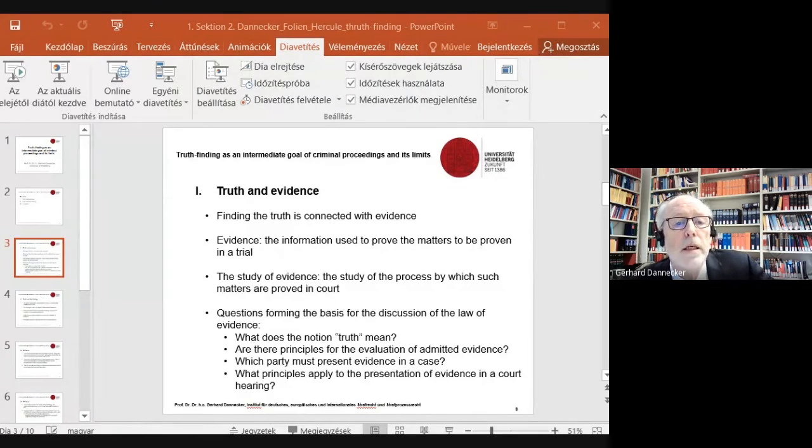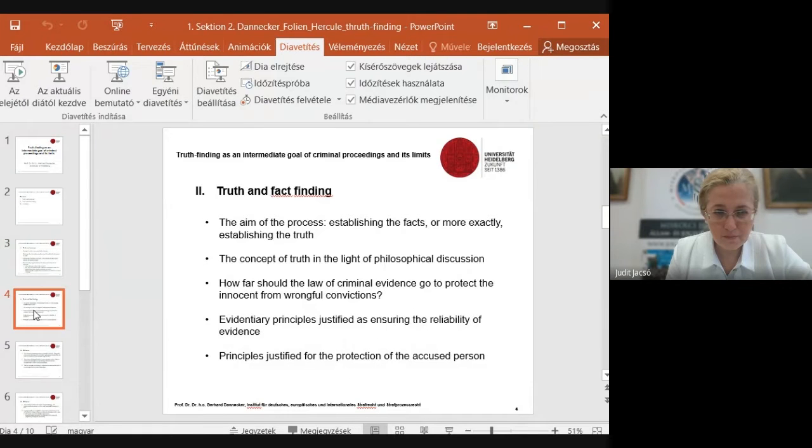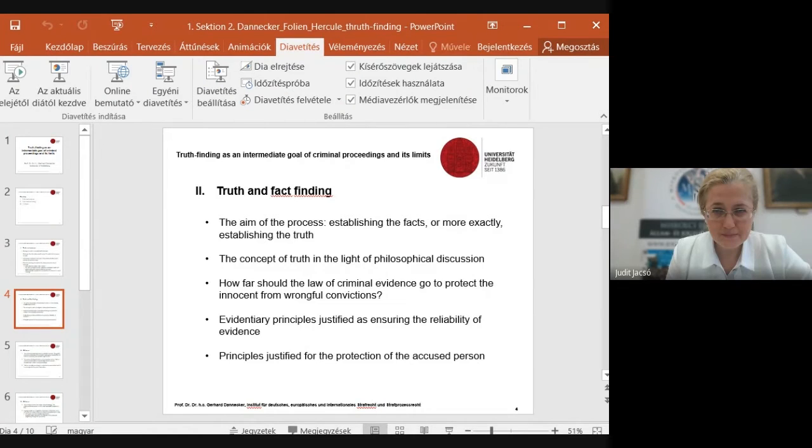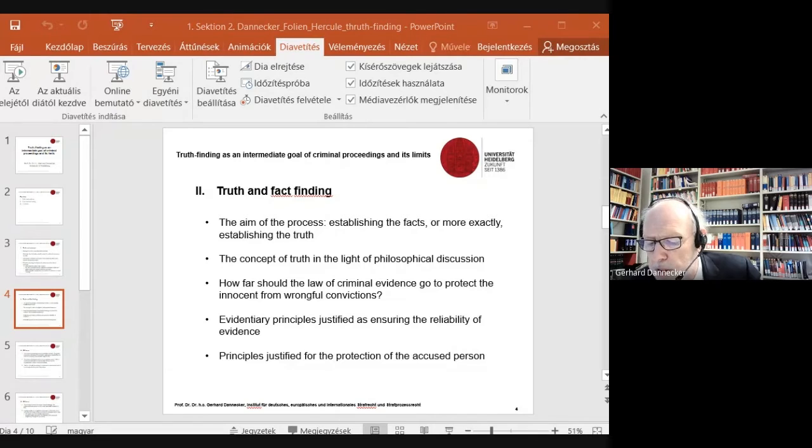Second, truth and fact finding. Given the special position of criminal evidence, it is important to identify the considerations underlying criminal evidence law. The aim of the process is to establish the facts, or more exactly, to establish the truth. The concept of truth must be discussed in the light of philosophical discussion.